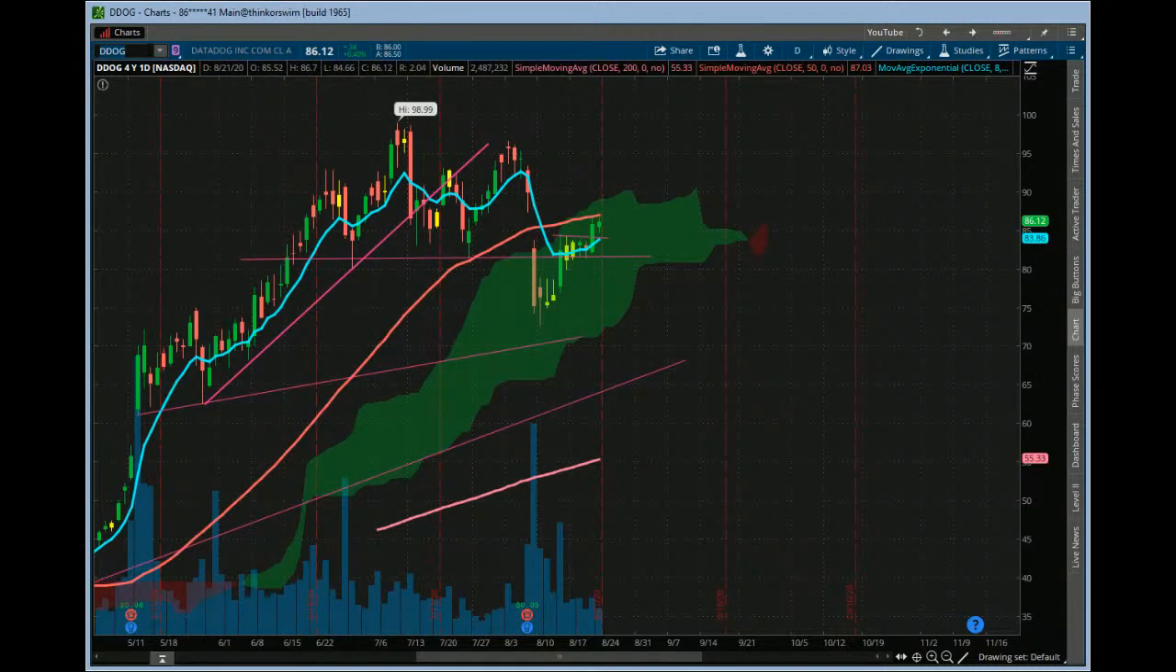Yep, so TDOC, a bit of a pause day right there after a decent candle on Friday, so let's see if we can get over that 50-day and see if we get some strength on that one. And then we looked at Etsy.